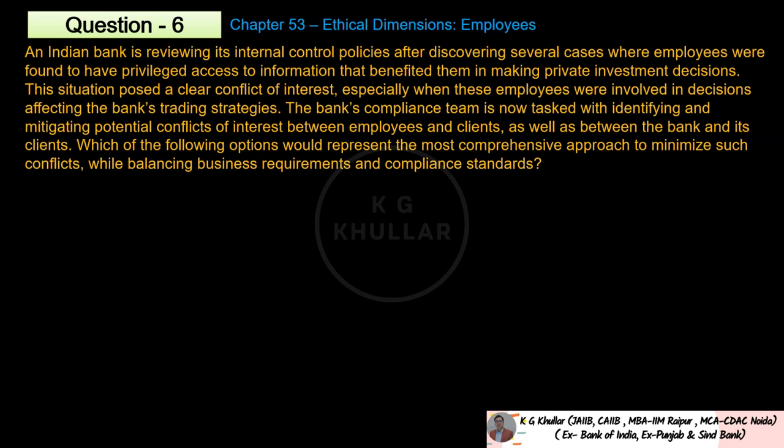This situation posed a clear conflict of interest, especially when these employees were involved in decisions affecting the bank's trading strategies. The bank's compliance team is now tasked with identifying and mitigating potential conflict of interest between employees and clients, as well as between the bank and its clients. Which of the following options would represent the most comprehensive approach to minimize such conflicts while balancing business requirements and compliance standards? And these options are given to you.